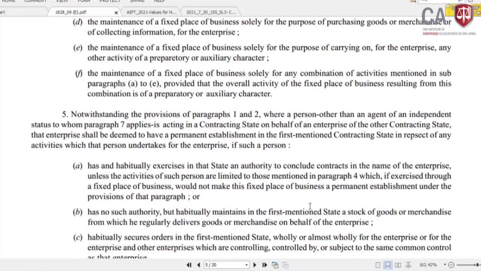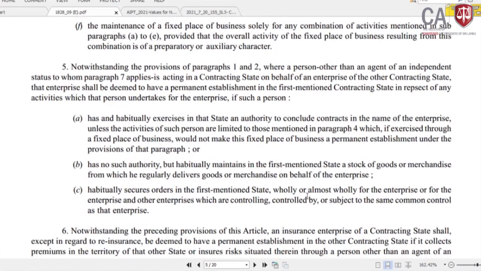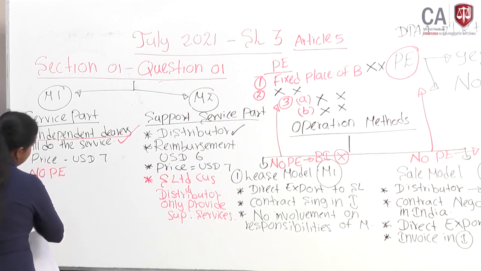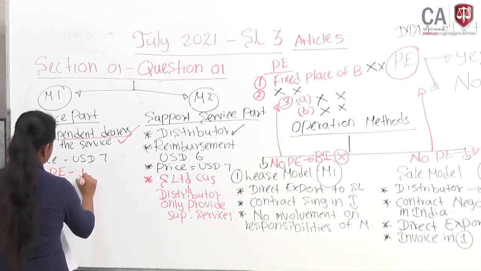the situations are given, but if the agent is of independent status, then this is not creating a PE. This is their normal business. They are not acting on behalf of the SEIC India. Therefore, even for this service PE part, since they are independent dealers, there is no PE. Why? No PE under Article 5. They are independent dealers.